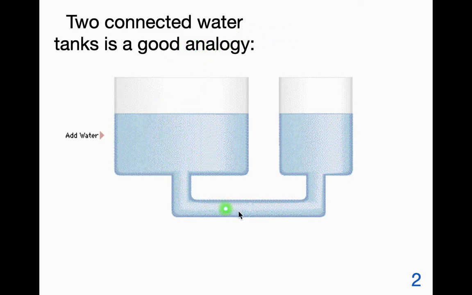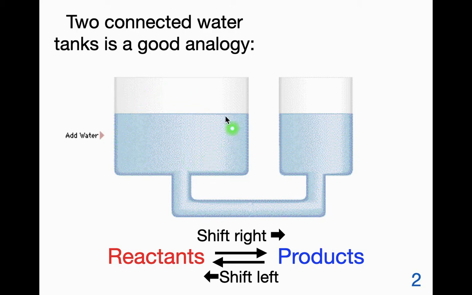Okay, so here we have two water tanks, and of course they're level by the force of gravity pulling down on them. We're going to be adding and taking away water, and what we want to do here is treat the tank on the left as the reactants, and the tank on the right as the products, and the shift would be the movement of the water from one side to another. So again, the analogy here is think of the tank on the left as the reactants, on the right as the products. Okay, so here, first, add water.